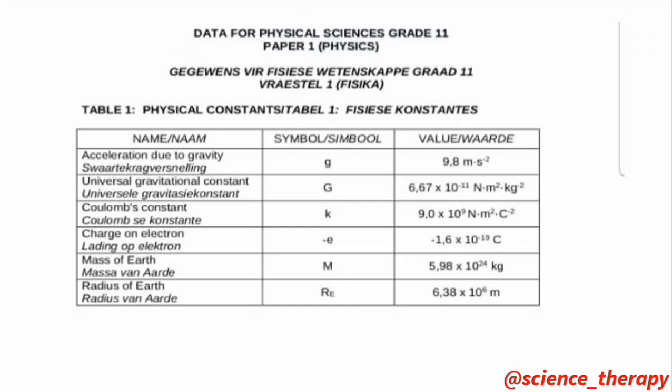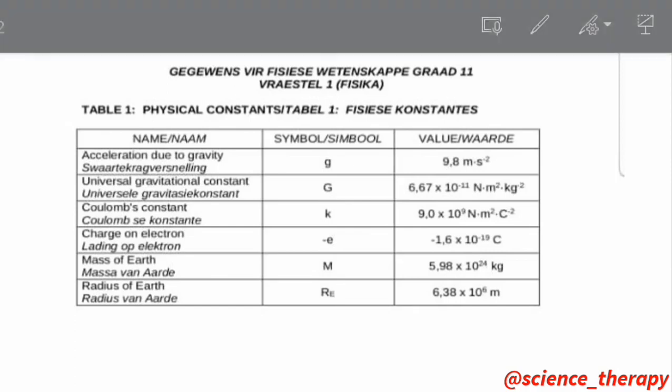Before we can get to tackling the question, these are some physical constants I want you to understand that will be useful in tackling the questions. We have the acceleration due to gravity, the small g, always substituted as 9.8 meters per second squared. Then we have the universal gravitational constant, the big G, which is always 6.67 times 10 to the power of negative 11, right? We won't be using Coulomb's constant and the charge of the electron. These are only used in electrostatics, which is the topic following this one.